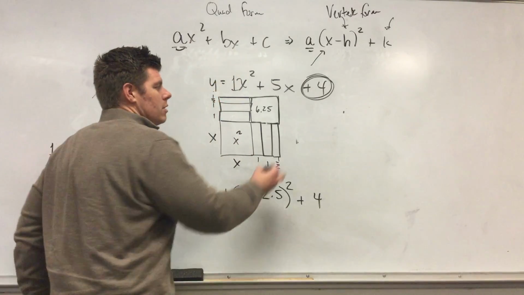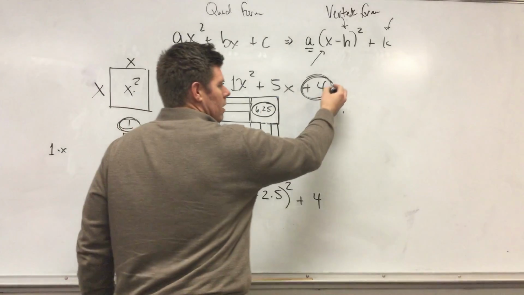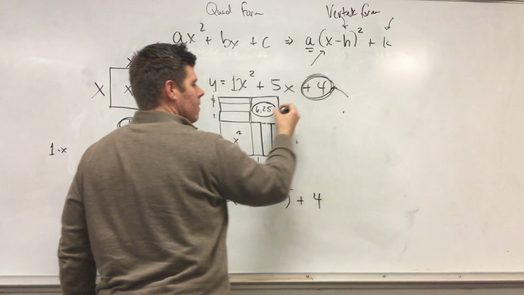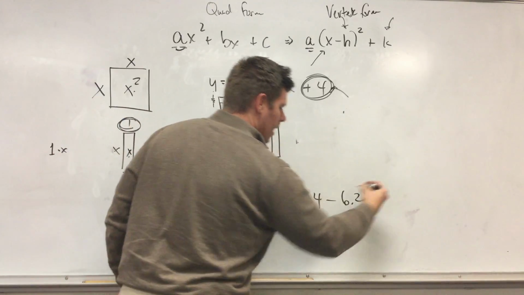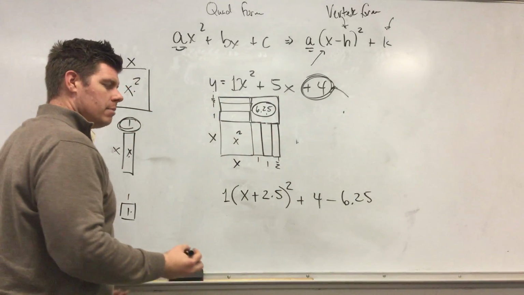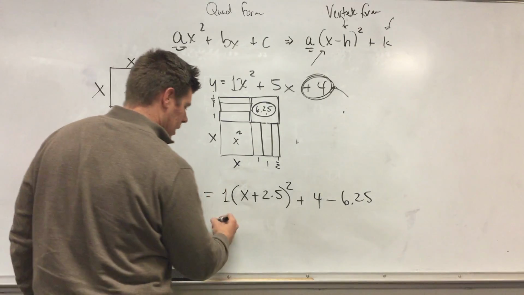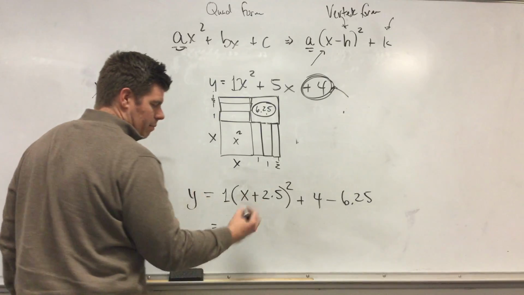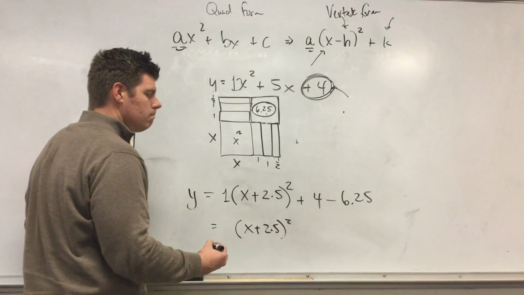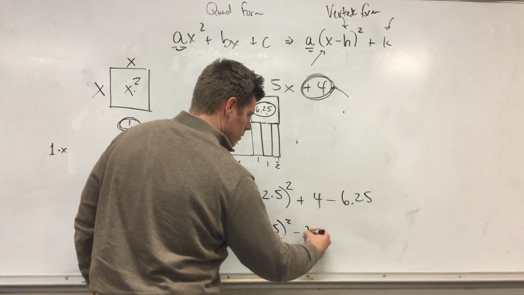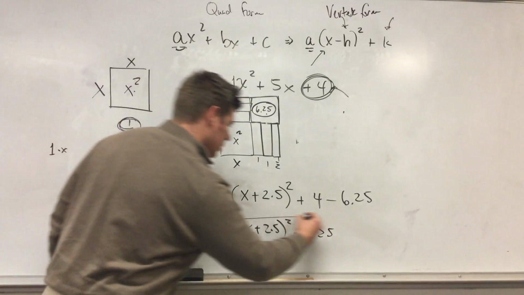So essentially, I'm going to find the difference between the value of the ones that I have and the value of the ones that I need. So I come over here and I write minus 6.25, and then I'm done. I clean it up, and then that's my vertex form completed. So I get y equals, I don't have to put the 1 there, so I won't, x plus 2.5 squared minus 2.25, and then I'm done. Vertex form is now completed.